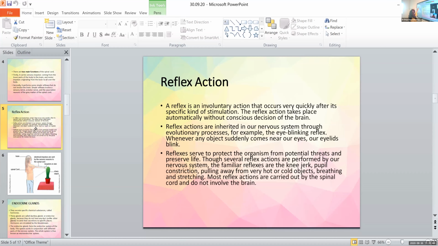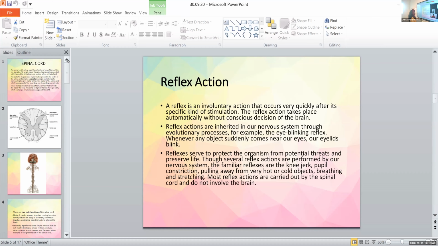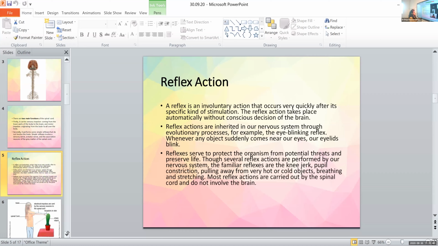So we have finished the nervous system. We have finished the central nervous system. Which were the structures in the central nervous system? Ashish, tell me. The two organs in the central nervous system? Brain and spinal cord. Very good. Now we are moving on.